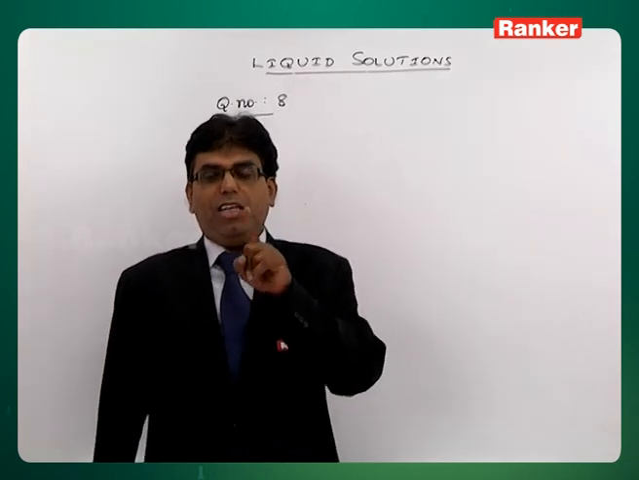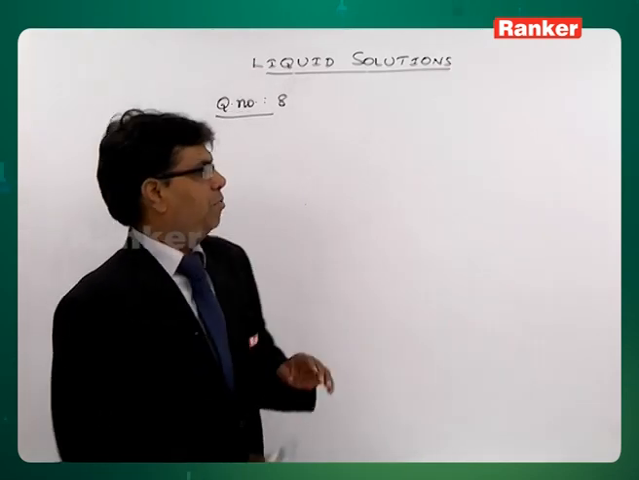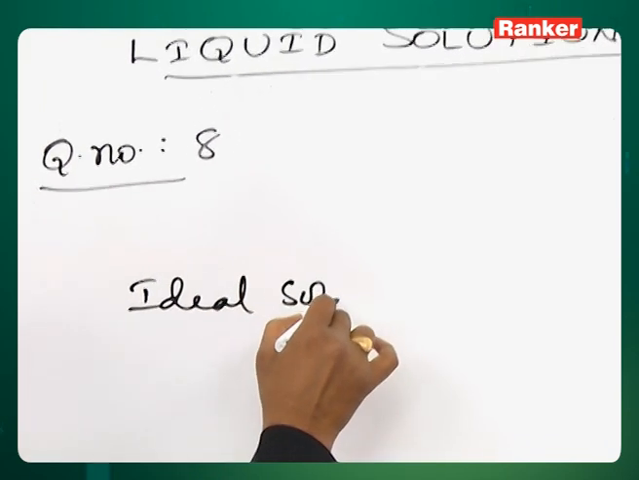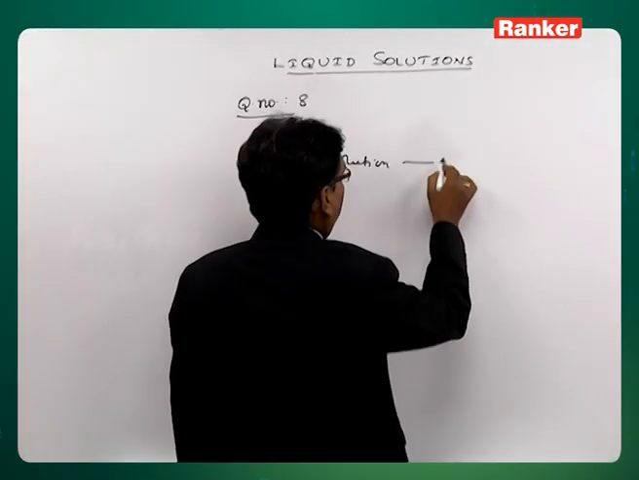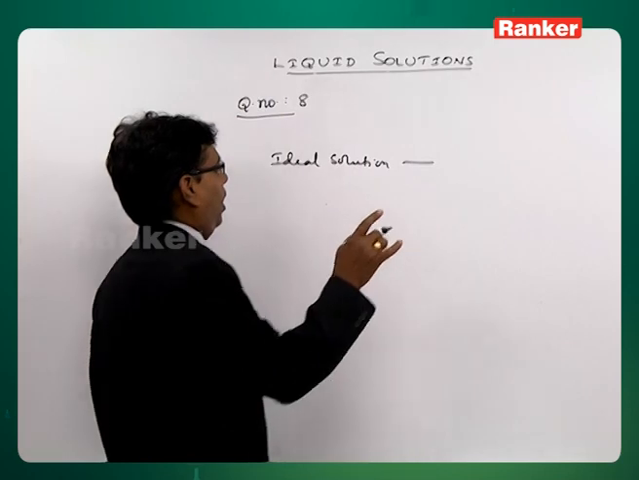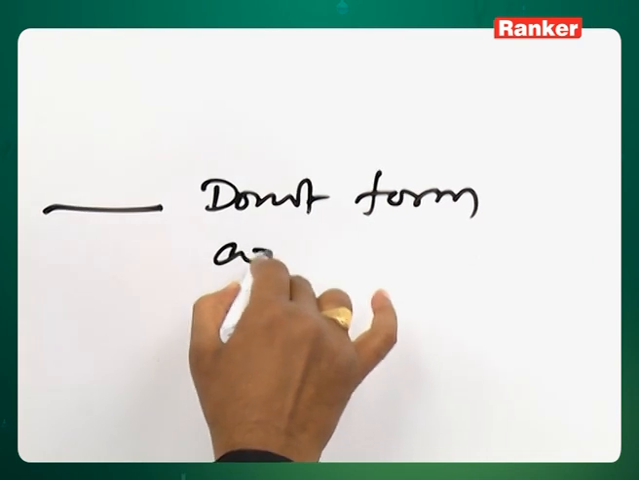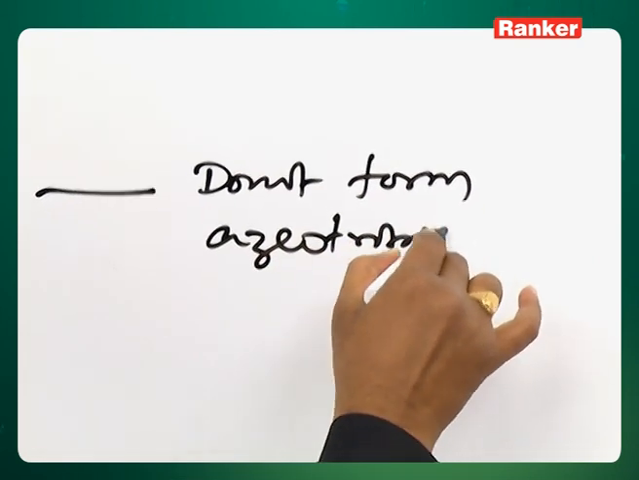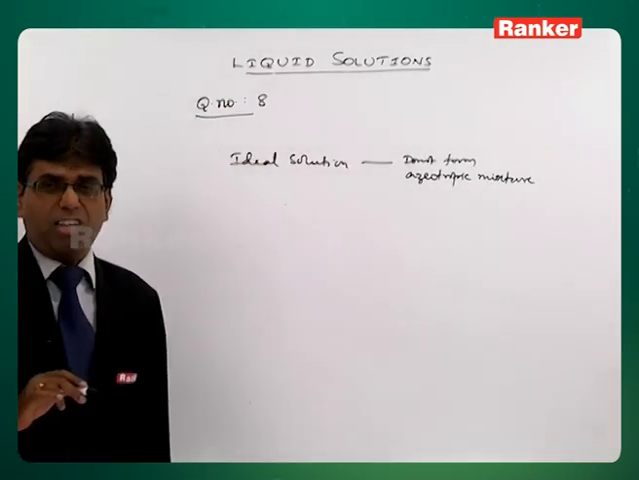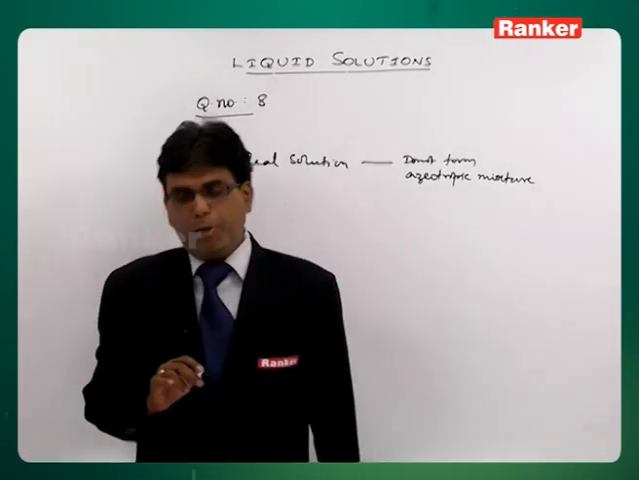So, what kind of deviation does the azeotrope show from ideal behavior? Here the concept is that if it is an ideal solution, then it will not form an azeotropic mixture at all. Ideal solutions do not form azeotropic mixtures during fractional distillation. That means, if it is an ideal solution, it can be separated back into the pure components.